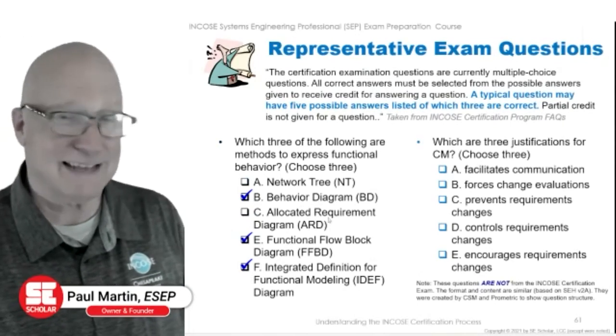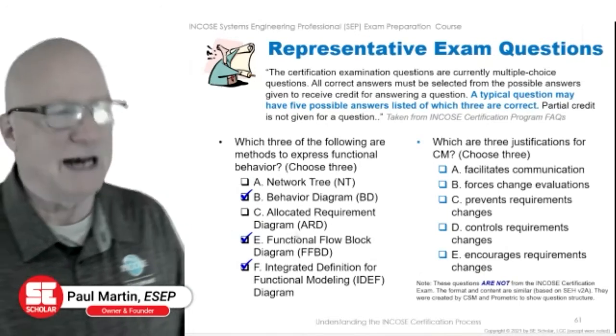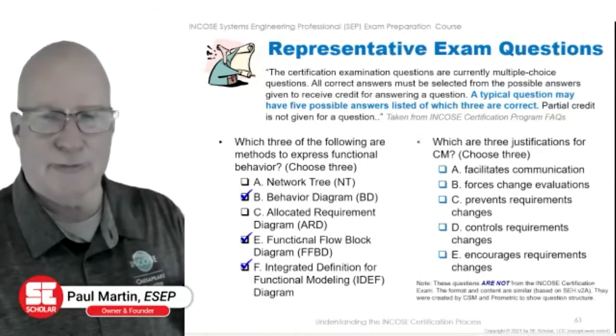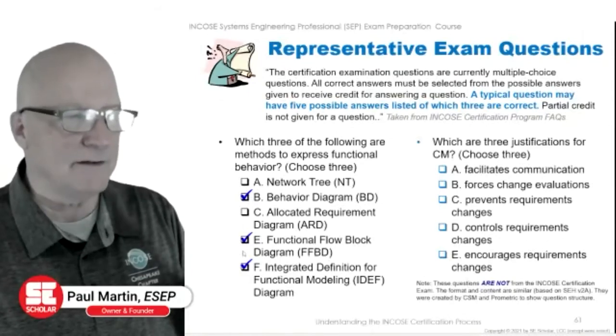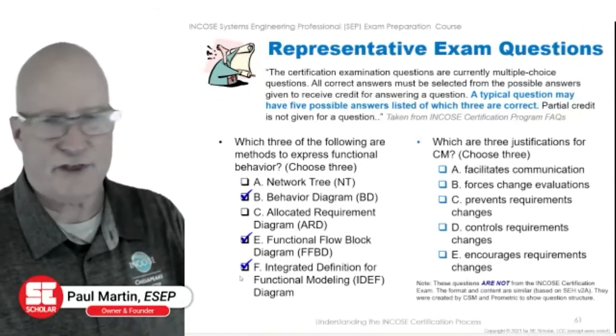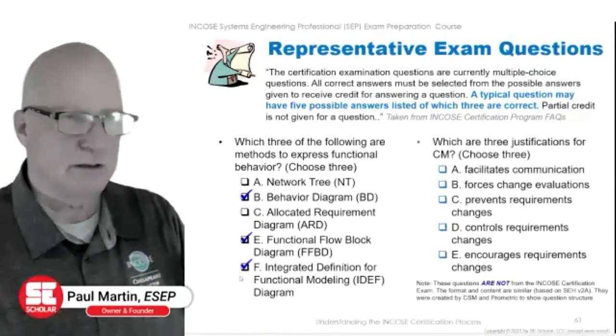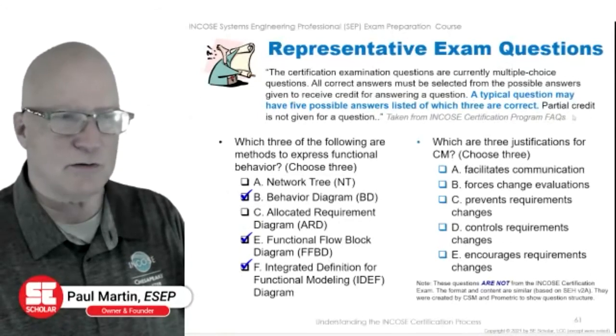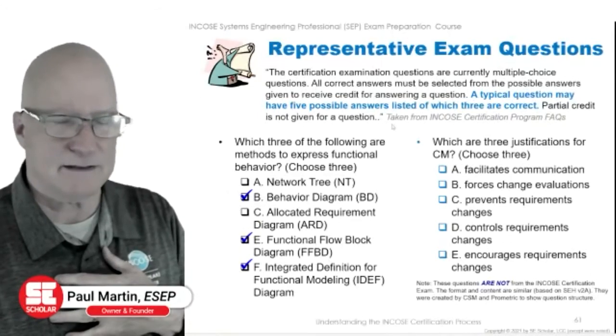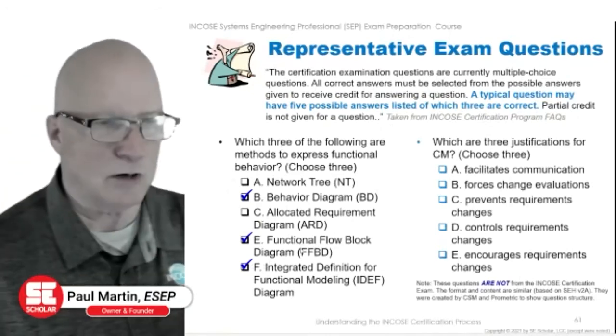Some of you picked C. I'm not sure why. But what's interesting about this is that if you pick any of these wrong, you'll get the whole thing wrong. So they will penalize you. Partial credit is not given for an answer. So you have to get them all right.